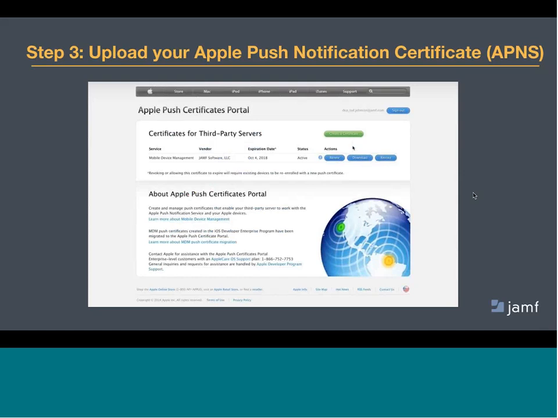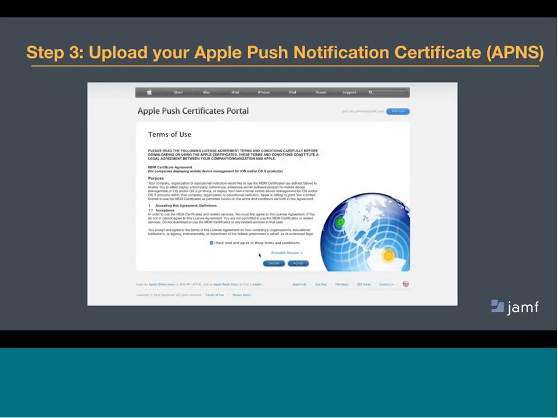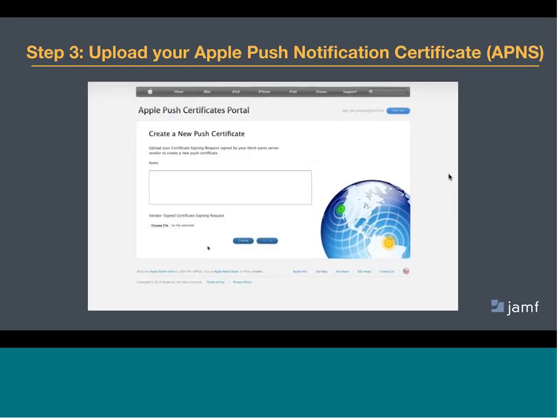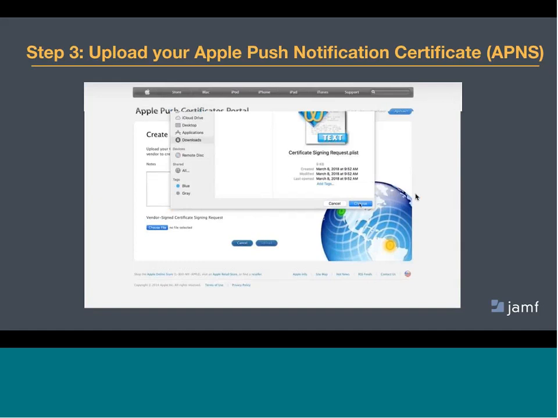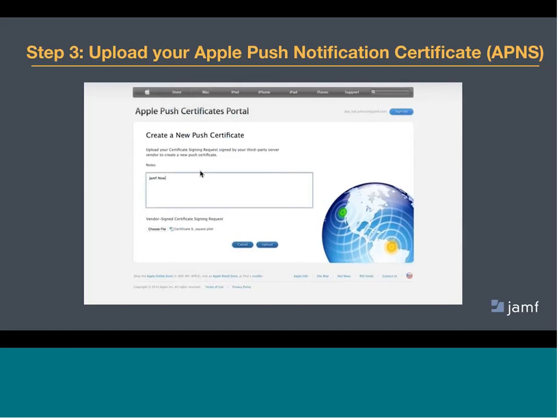But when I log in, it looks like, because I've already created an APNs account, for those of you that are new to this portal, the only option you'll have here is to create a new certificate. So that's the option that we'll click on. Then, of course, there are terms of use here. We'll just click yes, I agree, and then hit accept. And this is where we'll take that .plist file that we downloaded from Jamf Now in the earlier step, and we'll go ahead and choose that file and upload it. So remember where you saved it. You can add a quick note just to make sure that if you're managing multiple certificates, you know exactly which one is where. And then we'll hit upload.